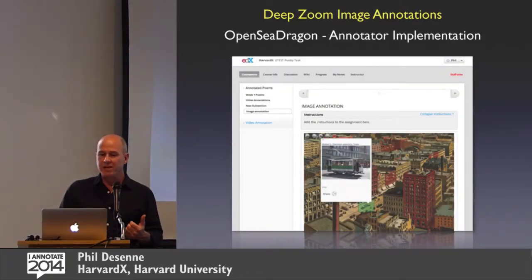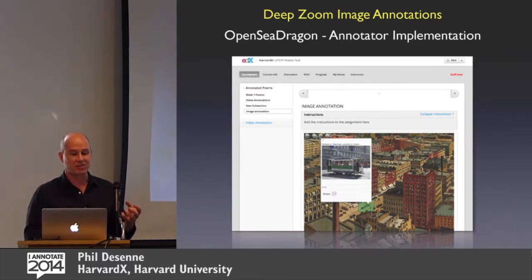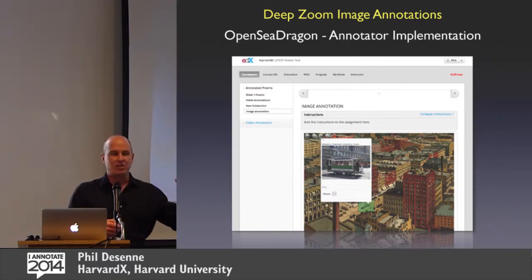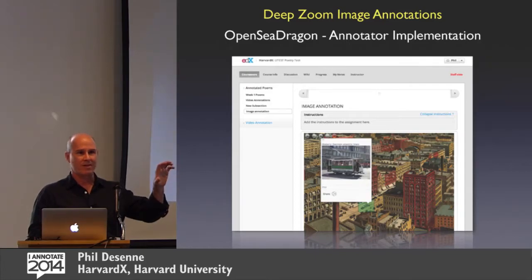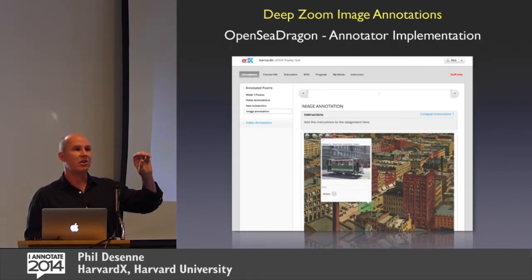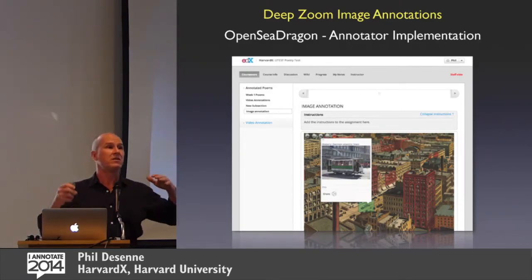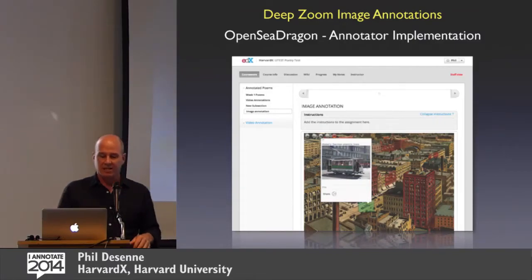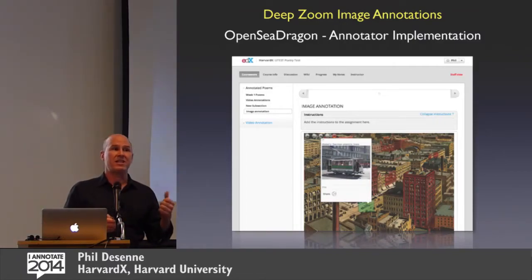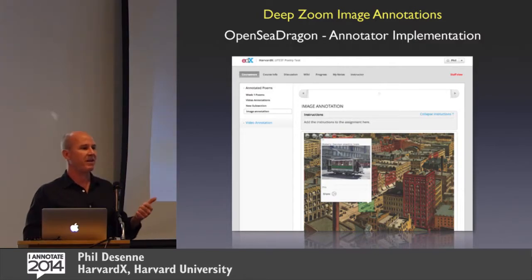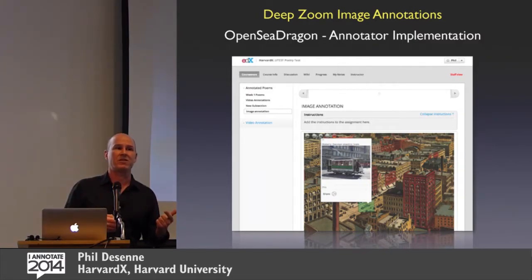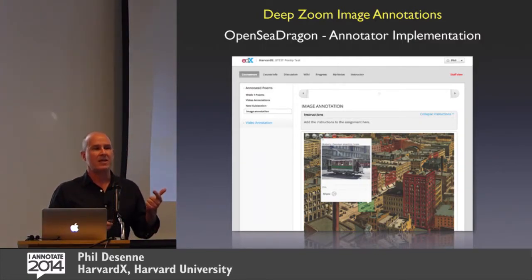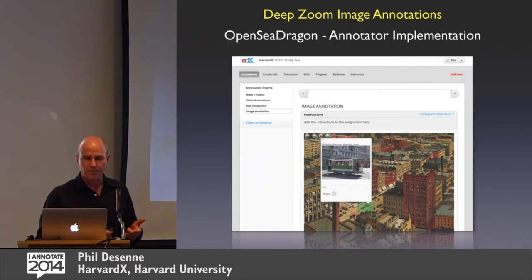Also, what we did is we integrated the OpenSeadragon annotation. So it's the deep zoom interface to create annotations on high-resolution images. And OpenSeadragon is a big project that's being used by many universities and libraries across the country and the world. And it's becoming the de facto standard for deep zoom imagery.